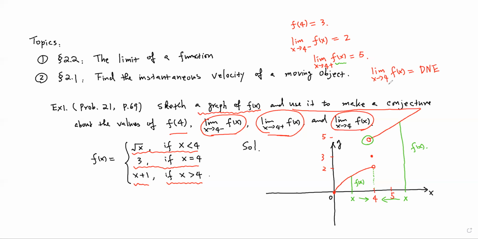When x approaches 4, the function value approaches more than one number. So in this case, we say that the function's limit at 4 doesn't exist. This is example 1. Now, example 2.